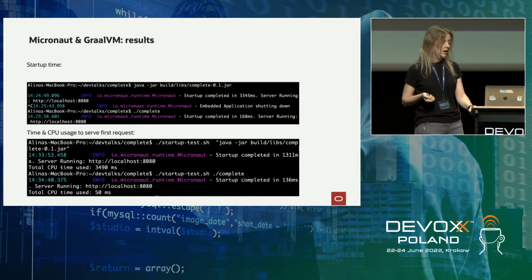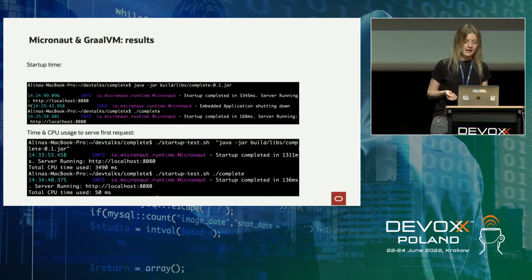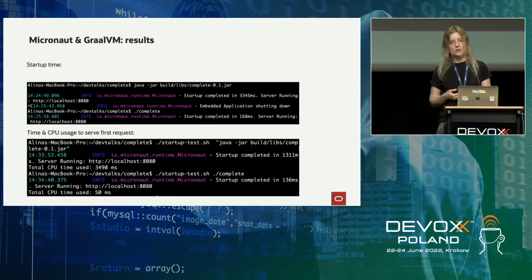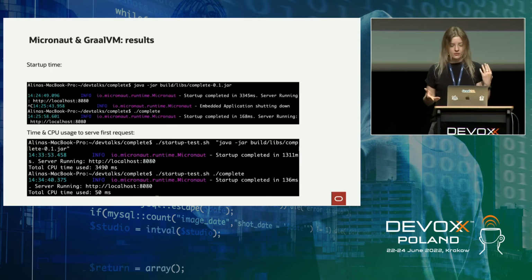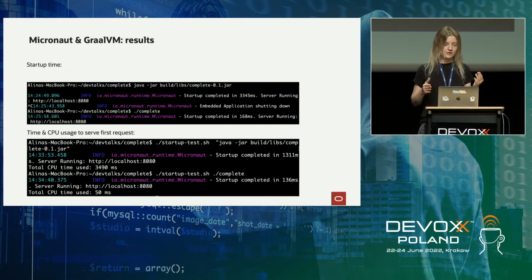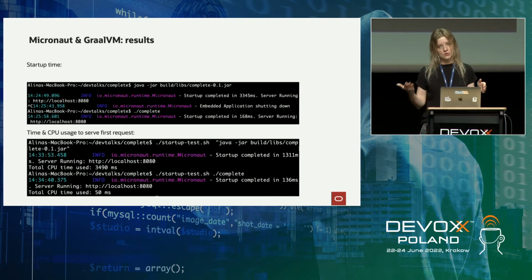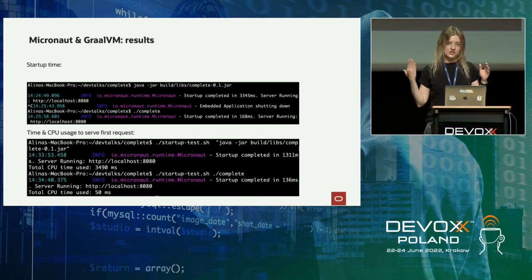And to share some measurements, so why exactly native image is great and what kind of performance you can expect from it. So here we have a Micronaut application that's the same application. We are just running it in two modes. So first as JIT mode, and then compiled to native image. And that's basically a web server that is serving some requests.